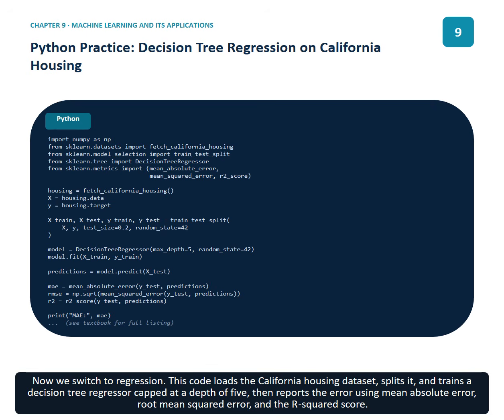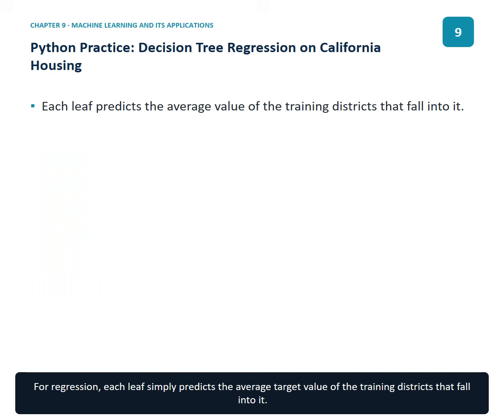Now we switch to regression. This code loads the California housing dataset, splits it, and trains a decision tree regressor capped at a depth of 5, then reports the error using mean absolute error, root mean squared error, and the R-squared score. For regression, each leaf simply predicts the average target value of the training districts that fall into it.